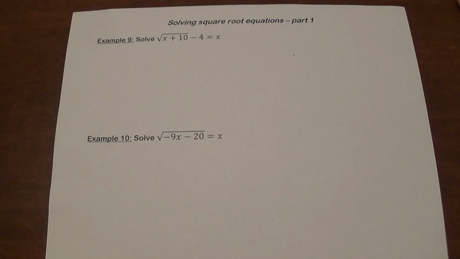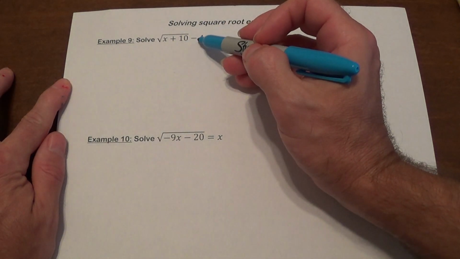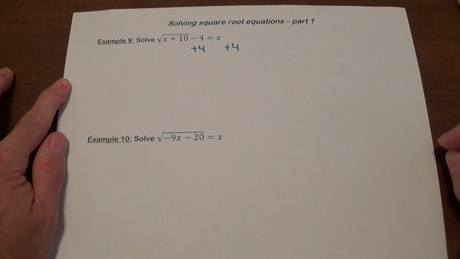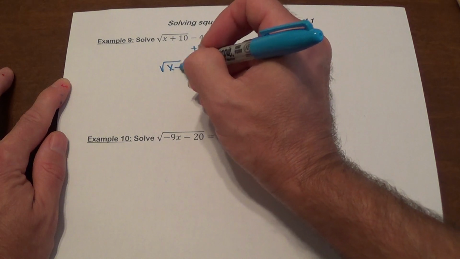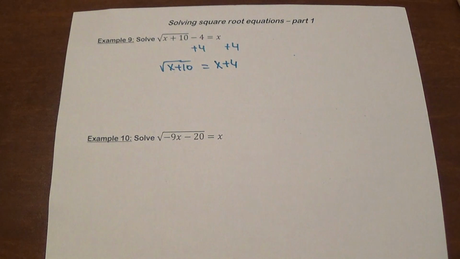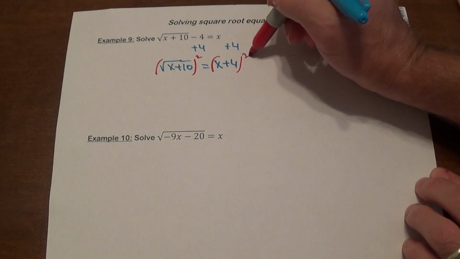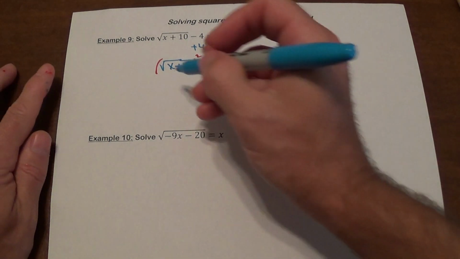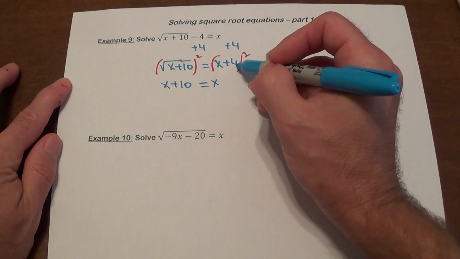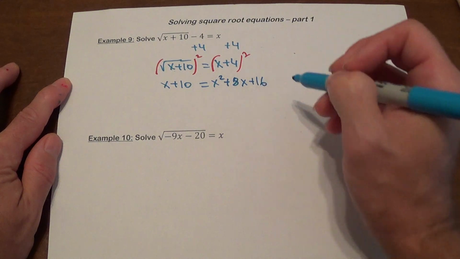Moving on. So in problem 9 you have a square root and then another number here. You do need to get rid of that number. So we're going to have to add 4 to both sides. It's going to give you square root of x plus 10 equals x plus 4. Now we can square both sides because now the square root is by itself. And that's going to give us x plus 10 equals x, again binomial, you got to square it properly, x squared plus 8x plus 16.